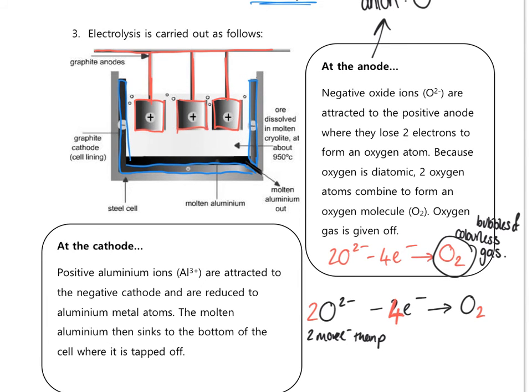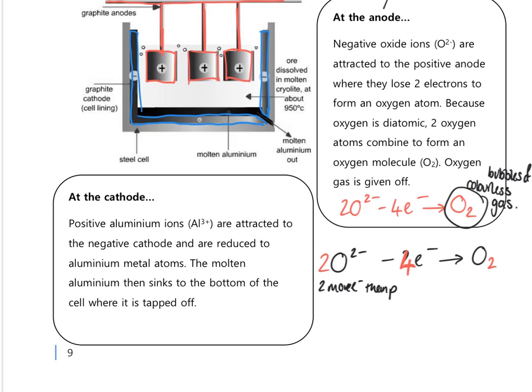Remember, the cathode is your negative electrode. If it's my negative electrode, then it's going to be positive ions that are attracted to it. So what are my cations? Cations in this case are my aluminium ions. Aluminium is in group 3, and that means it forms a charge of 3+. So the aluminium ions move towards the cathode, and they need to become an aluminium atom.